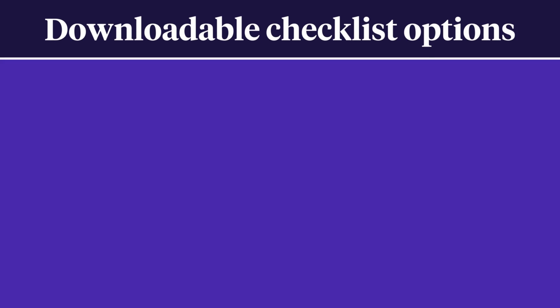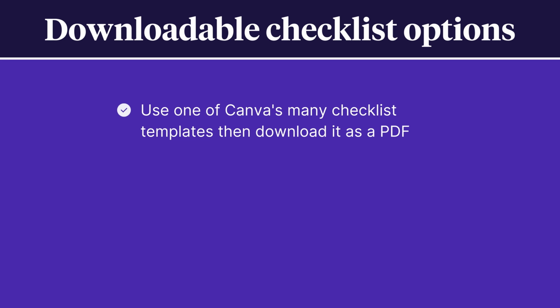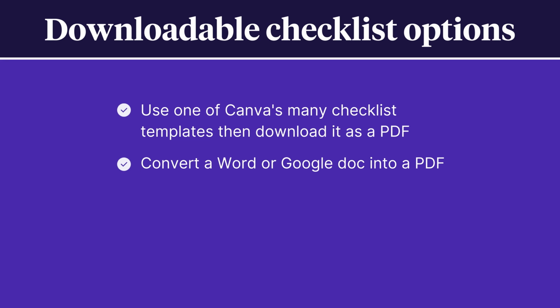To create a downloadable checklist, you have a few options. Use one of Canva's many checklist templates, then download it as a PDF. Convert a Word or Google Doc into a PDF.